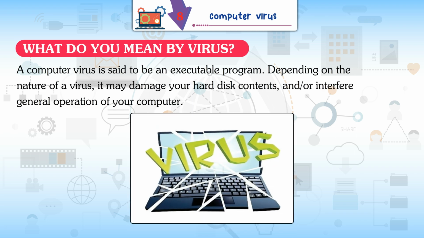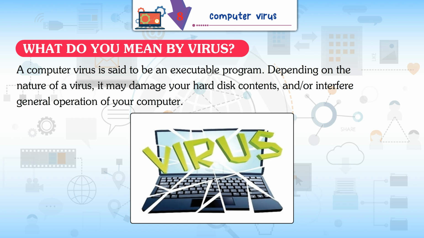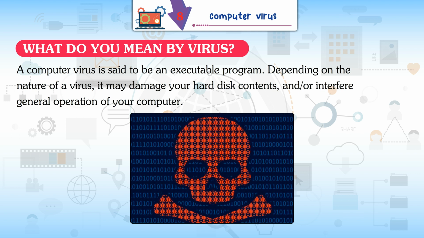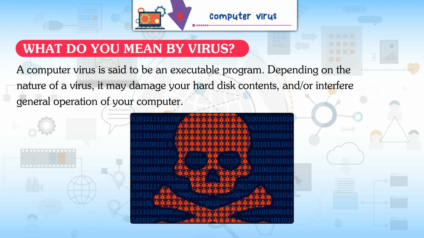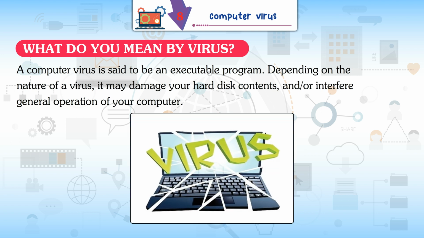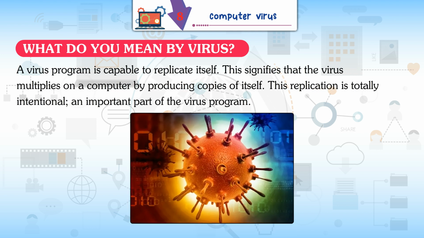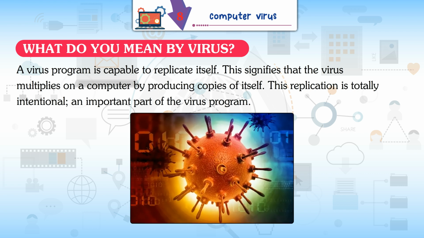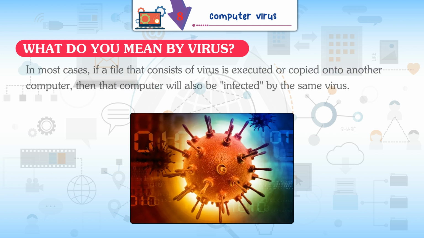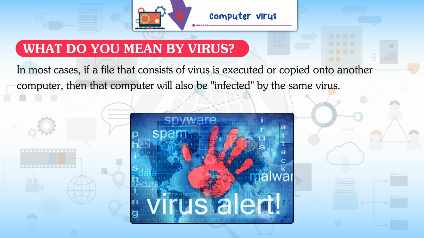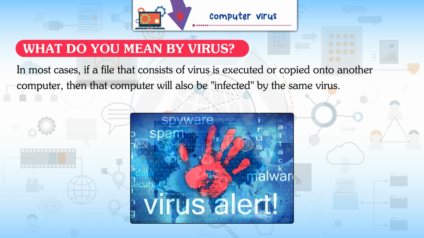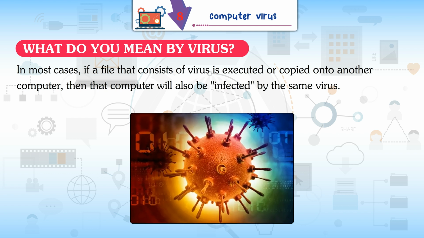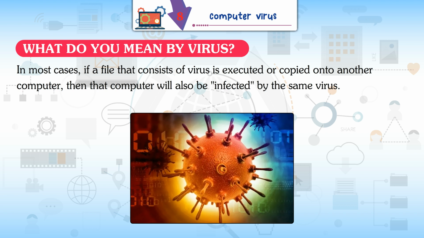A computer virus is said to be an executable program. Depending on the nature of a virus, it may damage your hard disk contents and/or interfere with the general operation of your computer. A virus program is capable of replicating itself. This signifies that the virus multiplies on a computer by producing copies of itself. This replication is totally intentional, an important part of the virus program. In most cases, if a file that contains a virus is executed or copied onto another computer, then that computer will also be infected by the same virus.